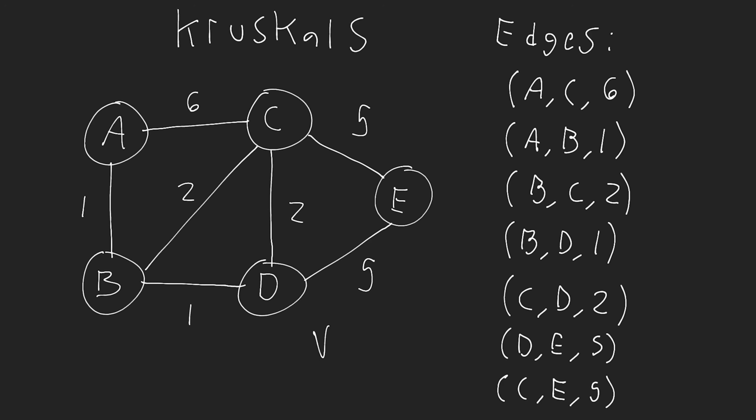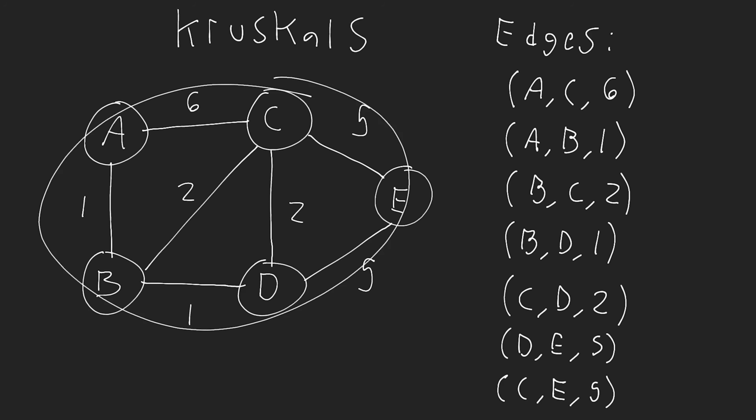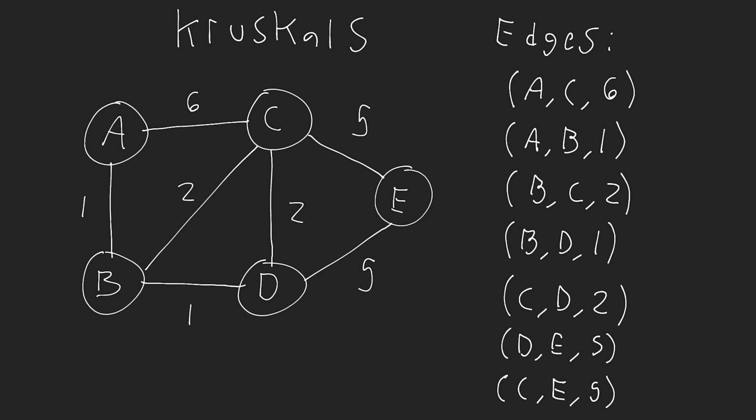Now, this assumes that we have a connected graph, okay? If we have an unconnected graph, then this isn't going to work exactly how I'm showing it to you. But in this case, we're going to assume that we have an undirected, weighted graph that is connected, okay, for Kruskal's algorithm to function properly.